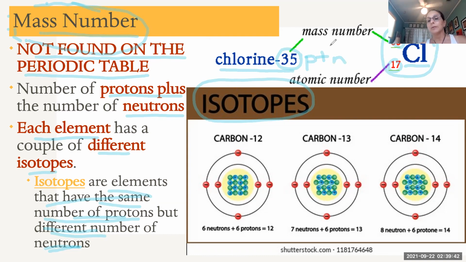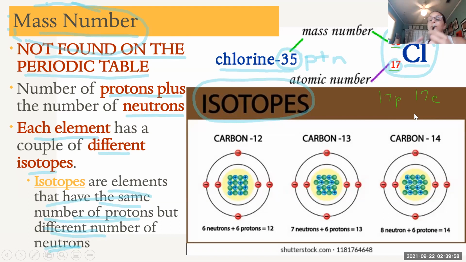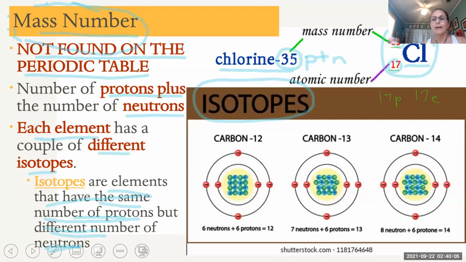So if the atomic number is 17, that means that this element has 17 protons and 17 electrons. Because if you remember, back in the previous slide, we said that the atomic number tells you the number of protons and the number of electrons in an element. So this element has 17 protons and 17 electrons.